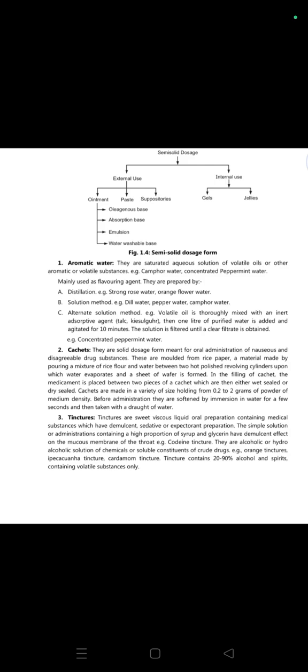Tinctures are alcoholic or hydroalcoholic solutions of chemicals or soluble constituents of crude drugs. For example, orange tincture, ipecacuanha tincture, cardamom tincture. Tinctures contain 20 to 90% alcohol and spirit containing volatile substances only.